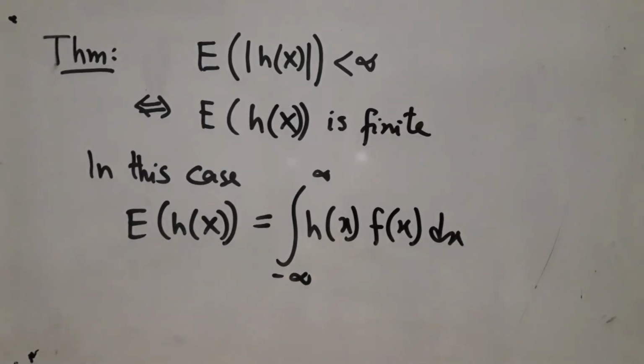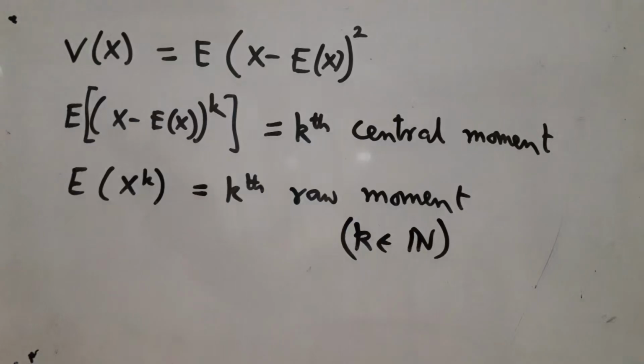Once we know how to define expectation, then we can define all the other related quantities exactly in the same way as we did in our Prob 1 class. We have variance, we have the kth central moment, we have the kth raw moment. All these definitions are exactly as before.